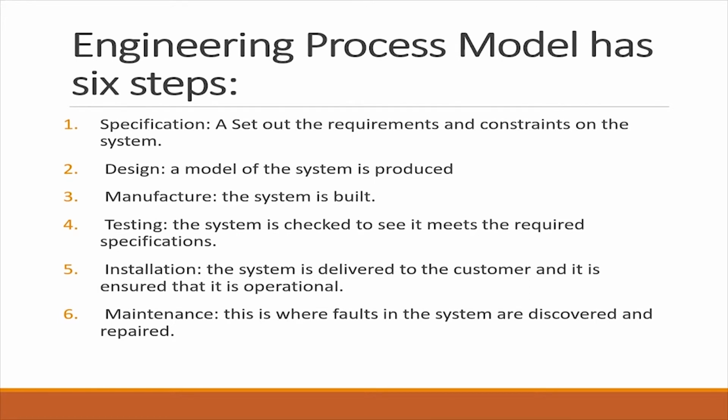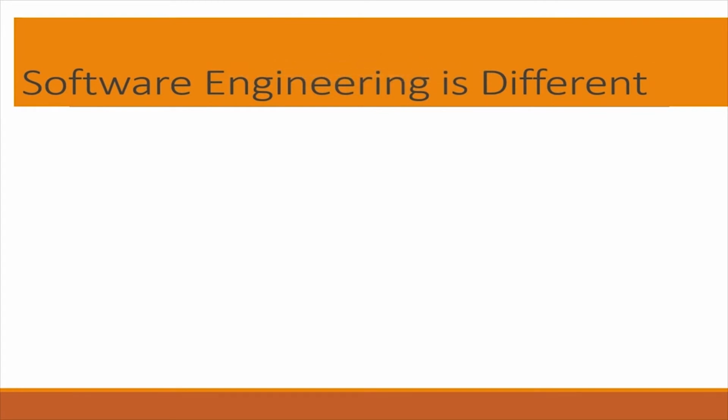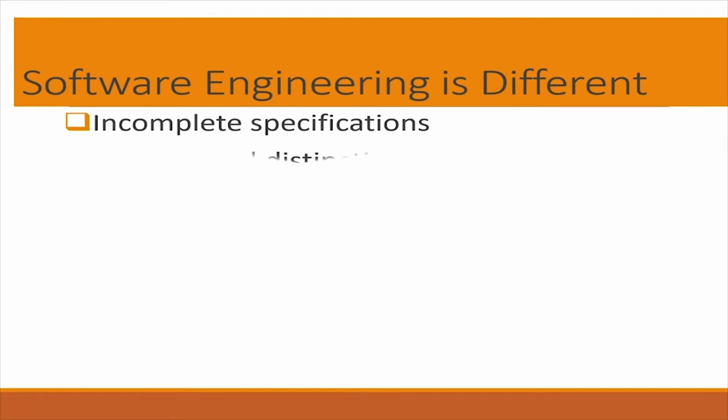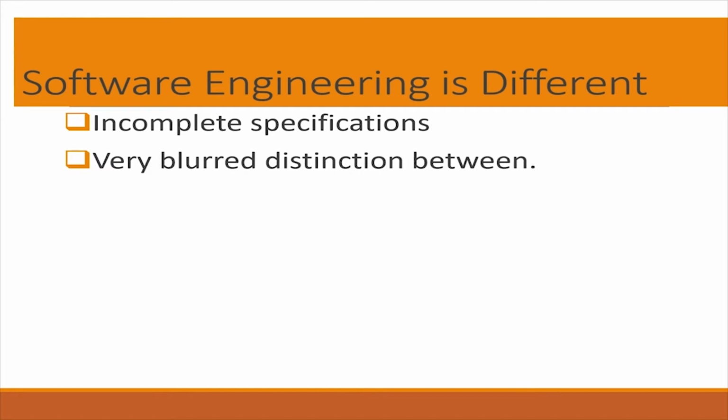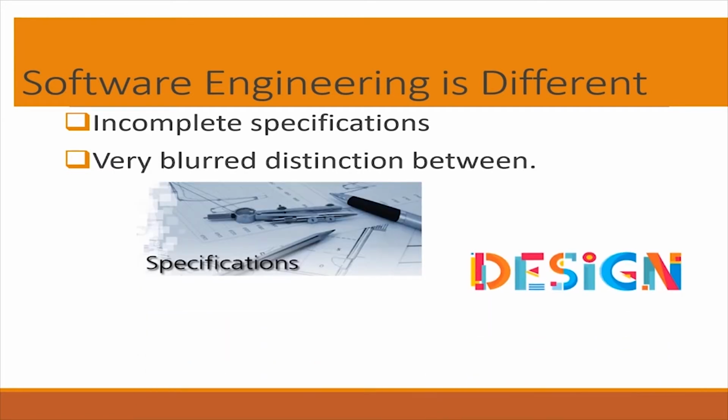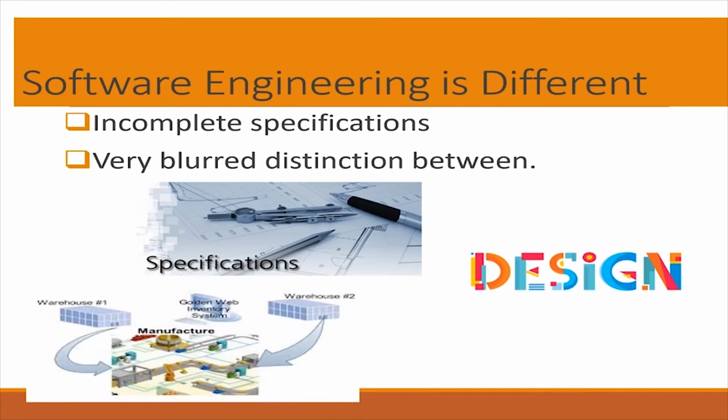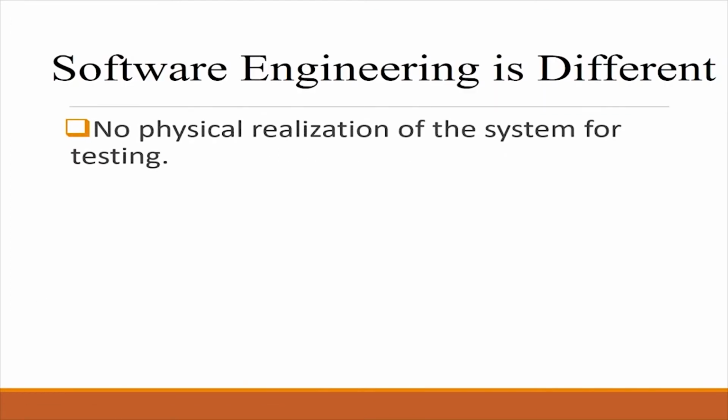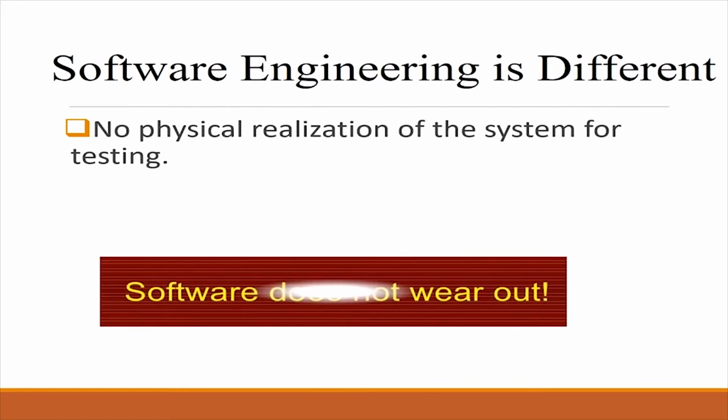Software engineering, however, is slightly different from the engineering process model above. Normally, specifications are incomplete. Secondly, there is a very blurred distinction between specification, design, and manufacture. Thirdly, there is no physical realization of the system for testing. And finally, software does not wear out. Therefore, maintenance does not mean component replacement.